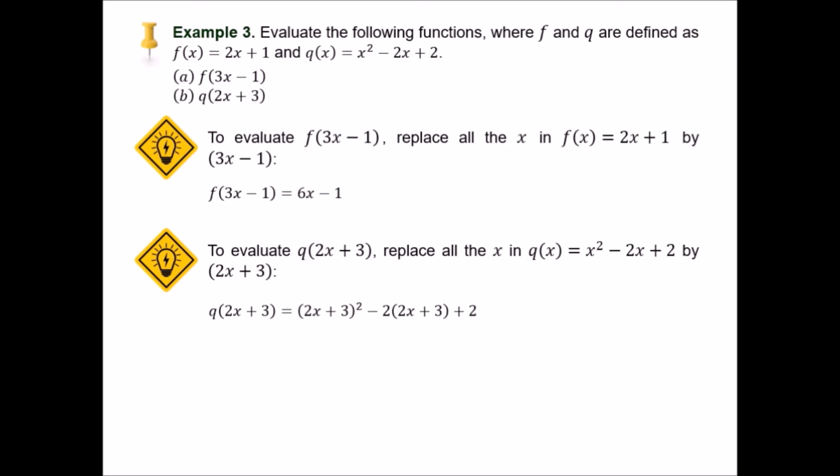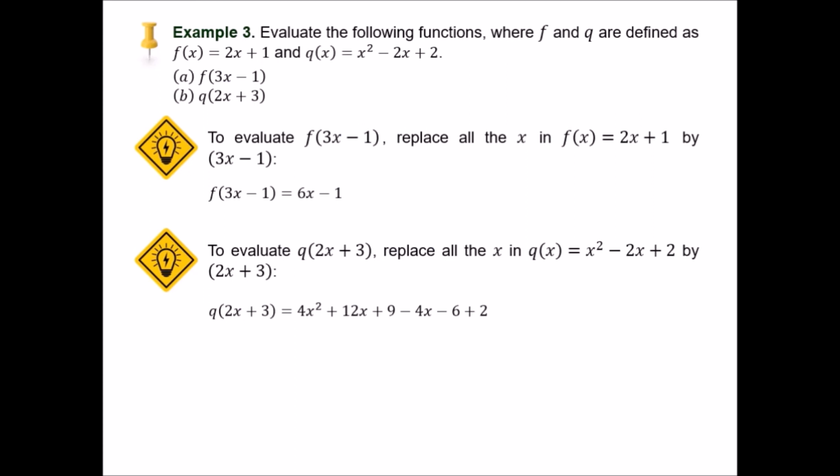As for the other middle term, we have negative 2 times 2x plus 3. Negative 2 times 2x is negative 4x. Negative 2 times 3, that would give us negative 6. Writing down all the solution for this expression, we have 4x squared plus 12x plus 9 for the square of the binomial, and negative 4x minus 6 for the distribution of negative 2 to the expression 2x plus 3, then plus 2.